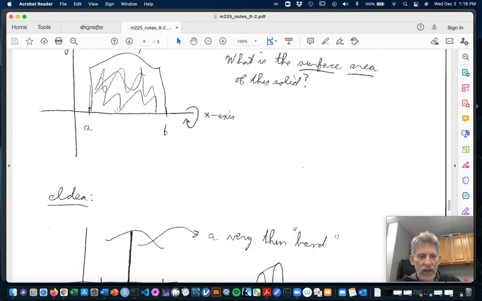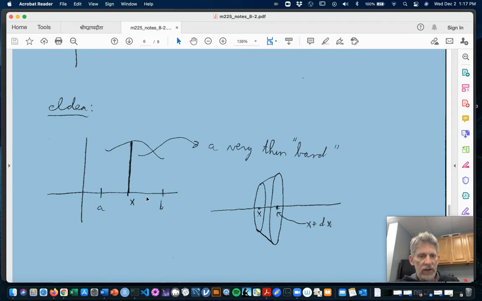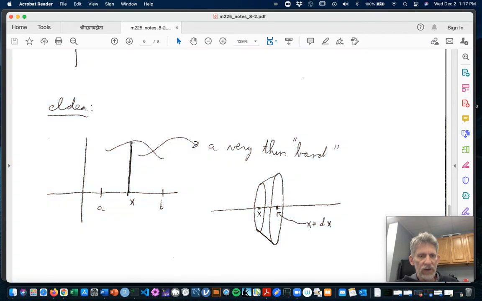Well, here's our idea. We're going to use strips again. So we'll use a little vertical strip of some tiny thickness dx at some point x between x is a and x is b. Okay, and so we head up from the x-axis to the curve, we get our strip. And I want to magnify that strip for you a little bit as you revolve it around the x-axis.